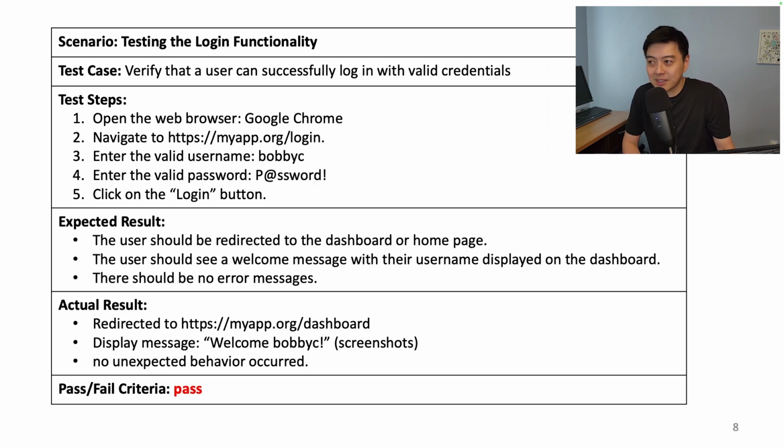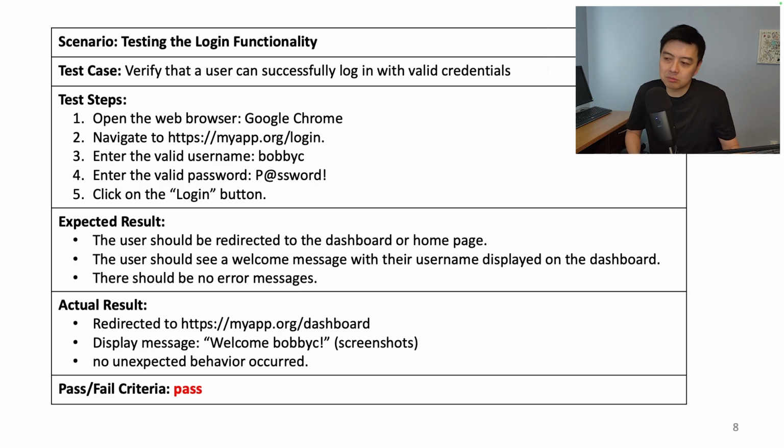So the test steps that we would take would be to open up Google Chrome, navigate to myapp/login, the login endpoint, type in a valid username and a valid password, and then click the login button. So what I expect to see from that would be that a user would be redirected to the dashboard or the home page. And the user should see a welcome message with their username displayed on the dashboard, and there should be no error messages.